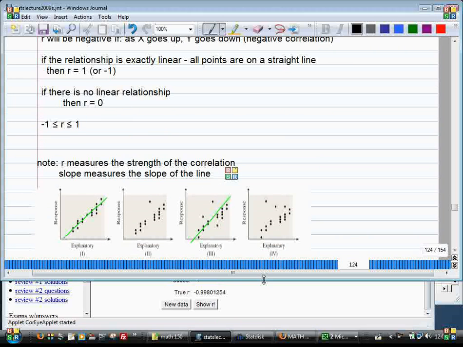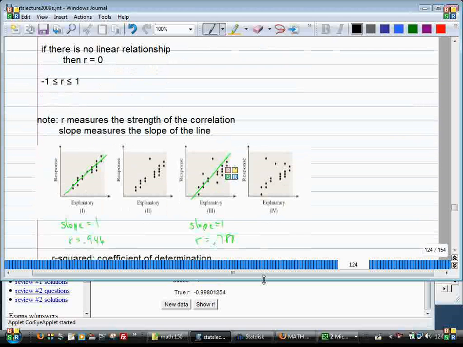The third one is more scattered. So give me an approximate R value for the first one. 0.99, 0.95, something like that. Give me an R value for the third one. 0.80. Okay. So it turns out for the first one we got R of 0.946, and the third graph is R of 0.787.